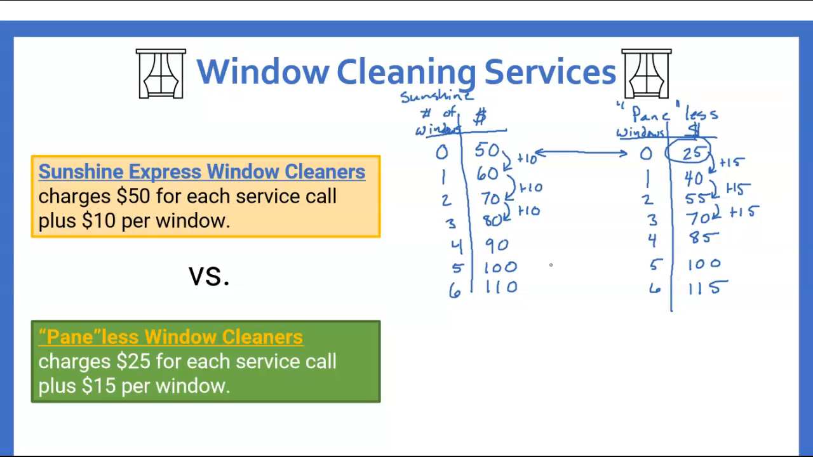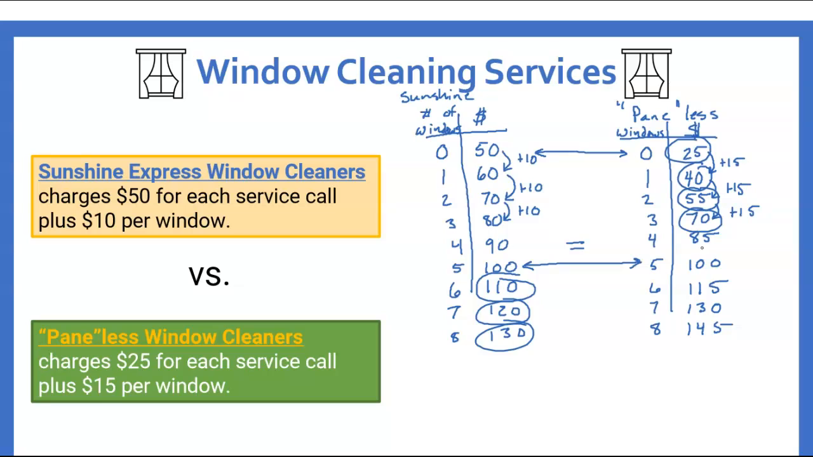But look at what happens at 5 windows. At 5 windows, they're the same. They charge the same amount at 5 windows. And after 5 windows, let's see if we did a couple more here. We had 120, 130 versus 130, 145. You can see now Painless is going to cost more above 5 windows. So over here we'll want Sunshine, whereas these ones were Painless.